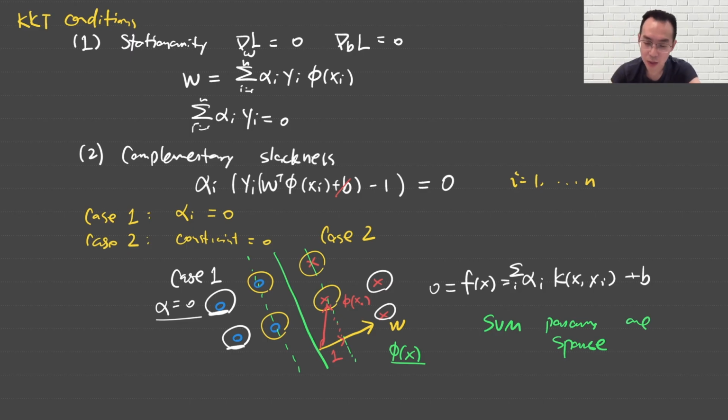So this is an important interpretation of the SVM. We call these vectors support vectors, for those in the case 2. These are the support vectors. That is the more important case to the SVM classifier, these data points.